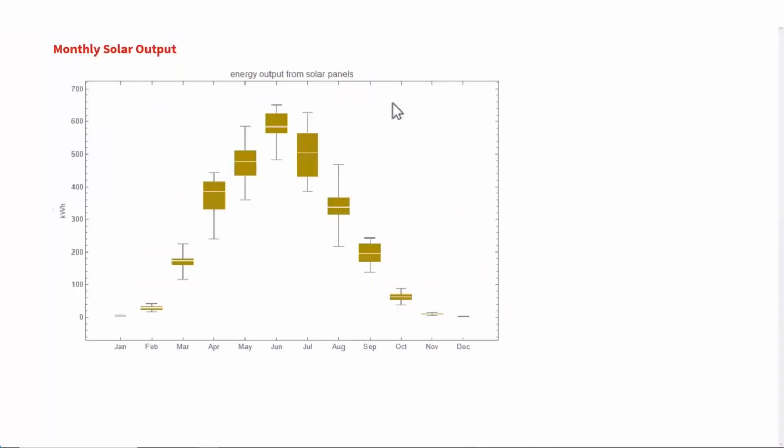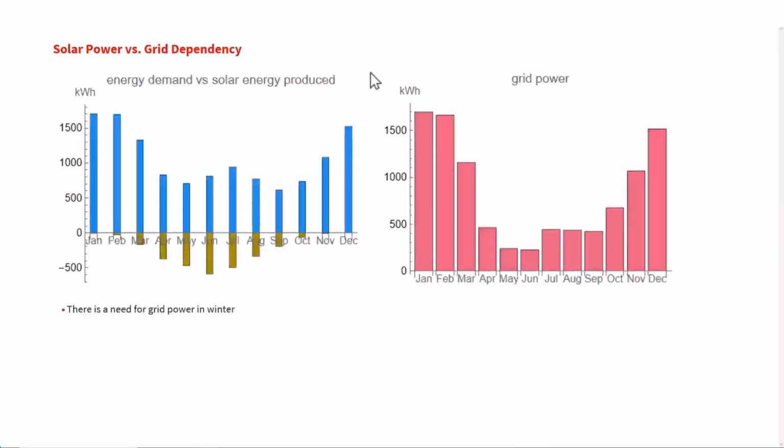This chart illustrates solar energy production over the course of the year. As expected, the highest output occurs in June and July, while production drops significantly during the winter months. But the key question remains, can this solar energy meet my household's energy demands during the summer? Here is a comparison of my energy demand and solar power production. While the solar panels help reduce my reliance on grid power, they cannot fully cover my energy needs.